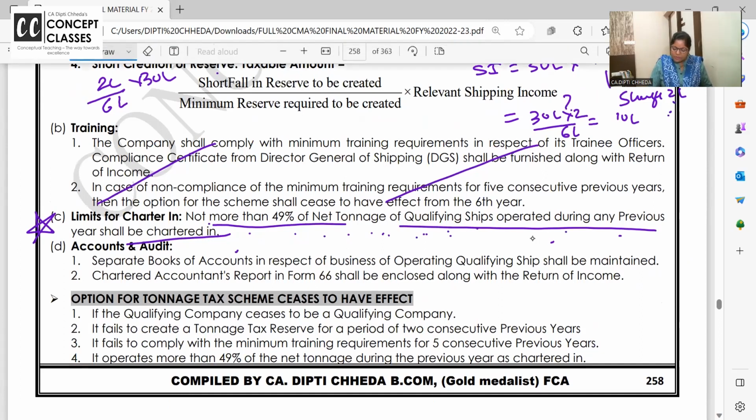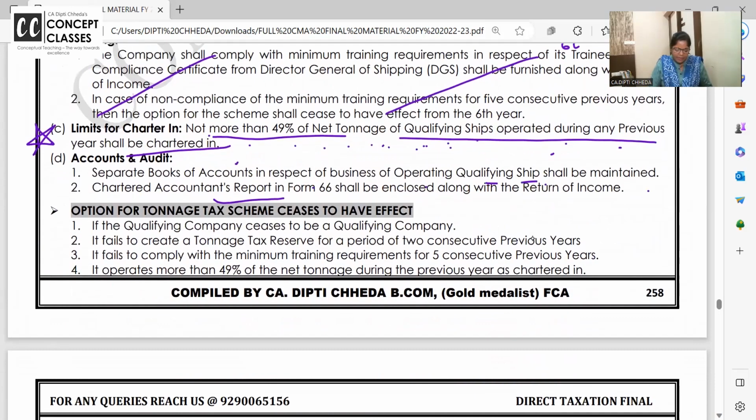Separate books of accounts in respect of business of qualifying ship shall be maintained. Chartered accountant report is required.